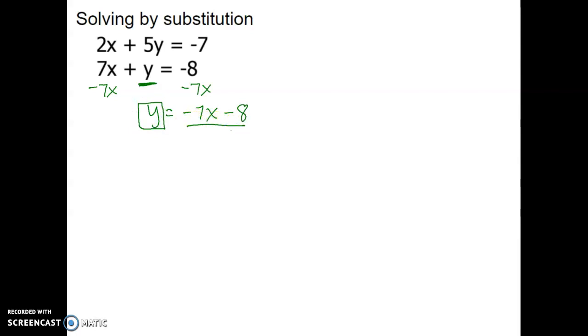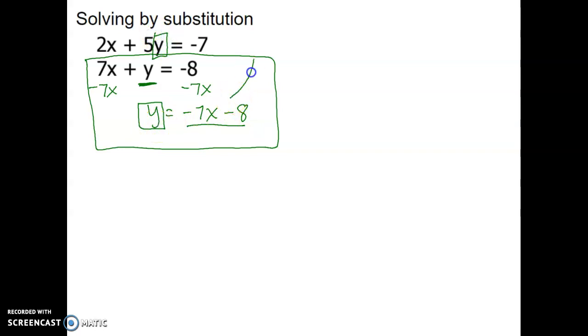Now we have a variable by itself, and that's what it equals. Okay, so I just transformed this second equation. I just took the second equation and I transformed it so it was in terms of just one variable. I can now, instead of y in the other equation, substitute in. So 2x plus 5, but instead of y, we're going to write negative 7x minus 8 equals negative 7.